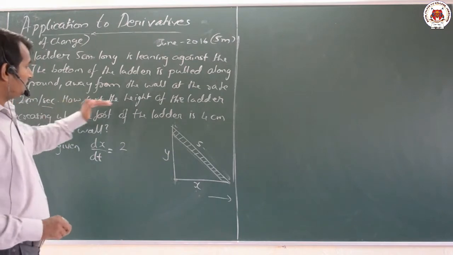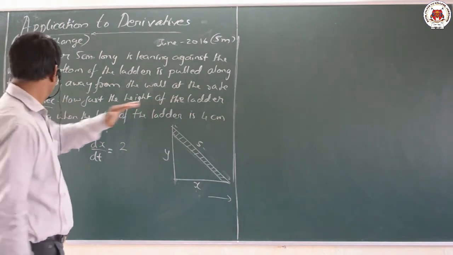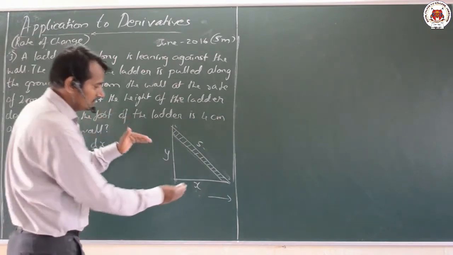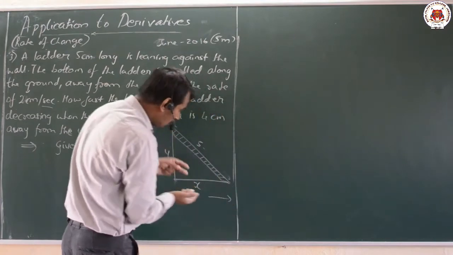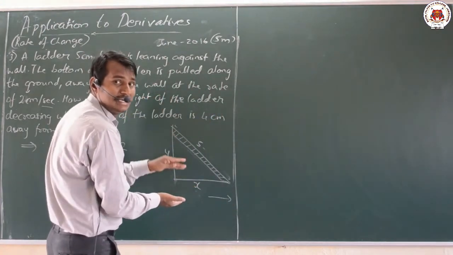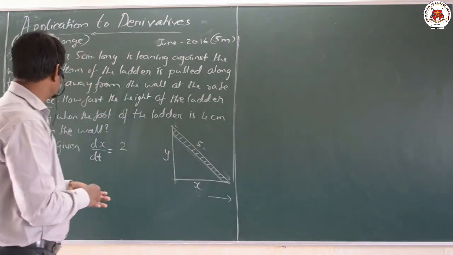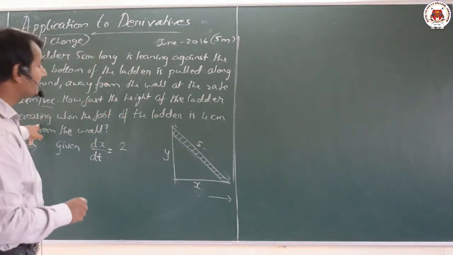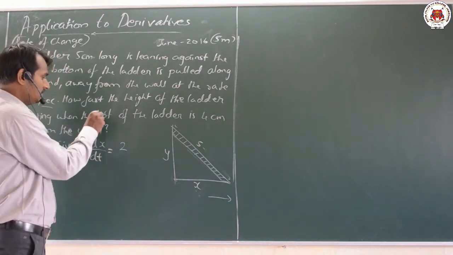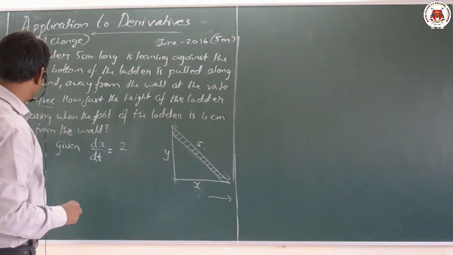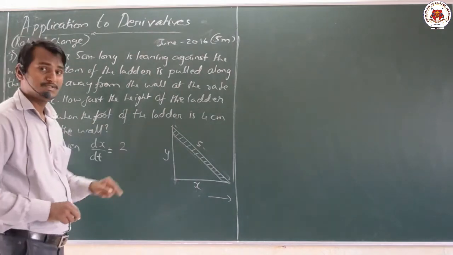Then how fast is the height decreasing? What he is asking is how fast the height of the ladder is decreasing. Since we are pulling the bottom of the ladder in this direction, what happens to the height here? The height decreases. So how fast is the height of the ladder decreasing when the foot of the ladder is 4 centimeter away from the wall?